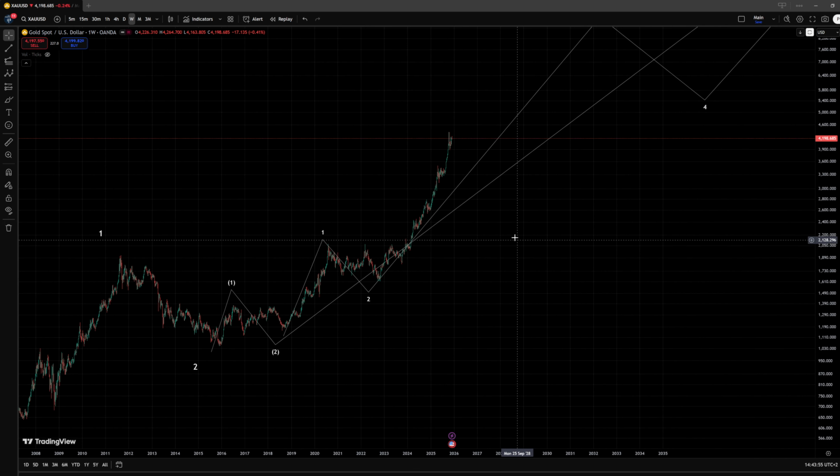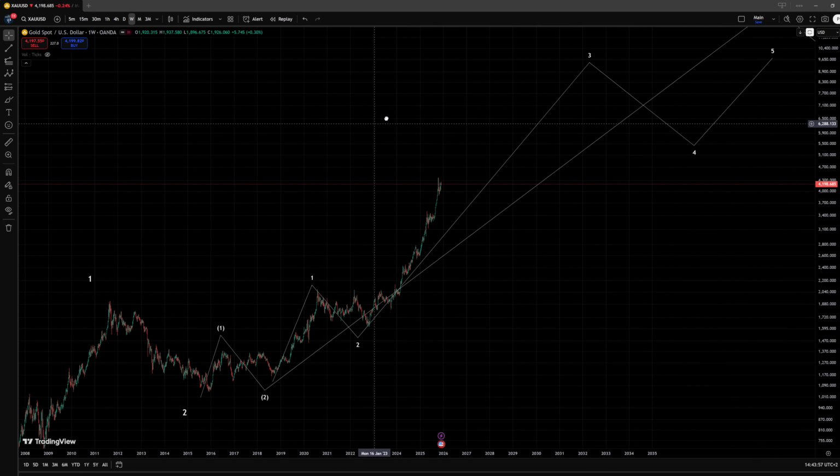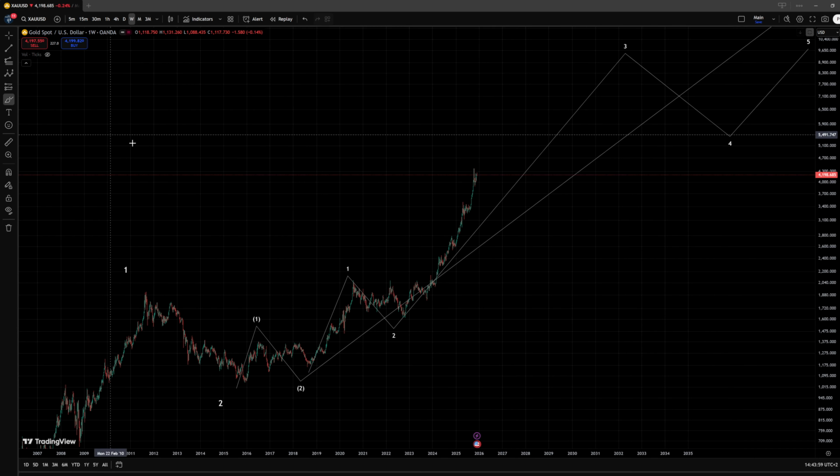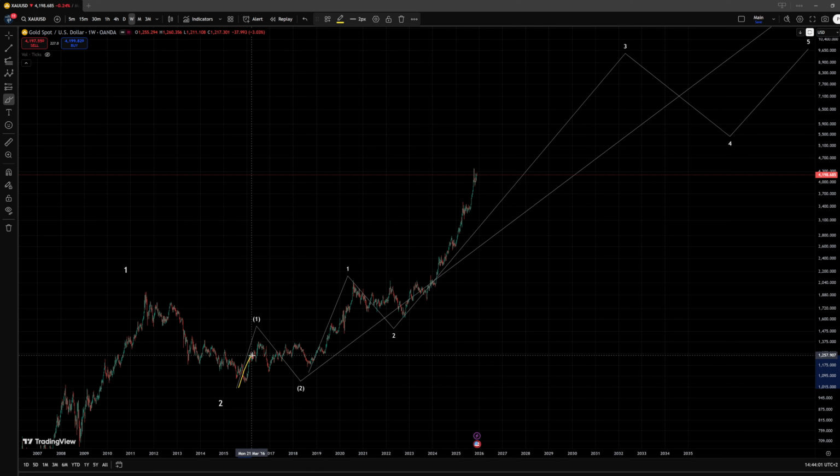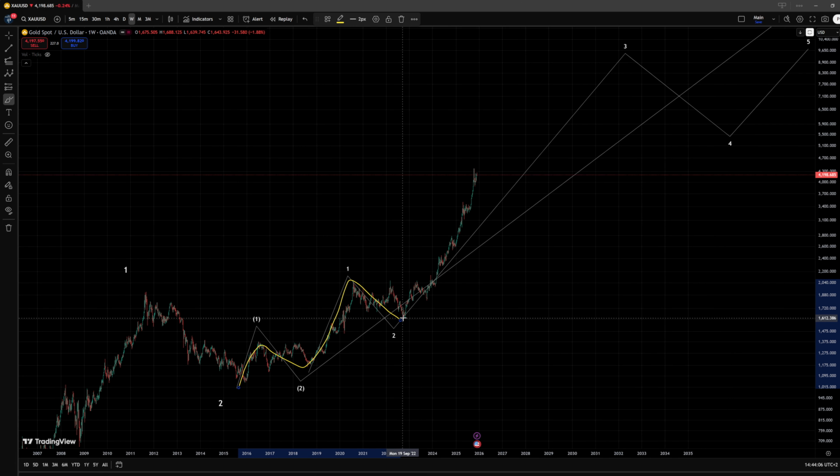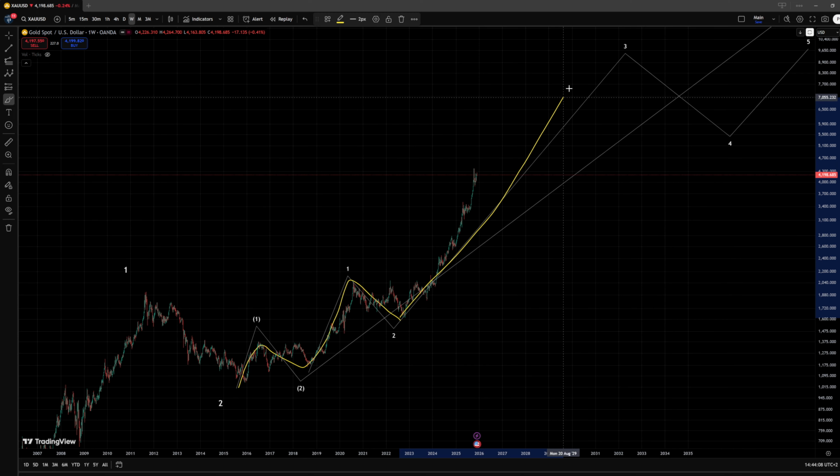Now, if we look from this time frame, we can even go into the weekly here. We are looking for a very strong and significant movement to the upside, and we are looking here at another 1-2 setup and then another 1-2 setup here. From this point on, this is an internal wave 3 that we are tracking separately.